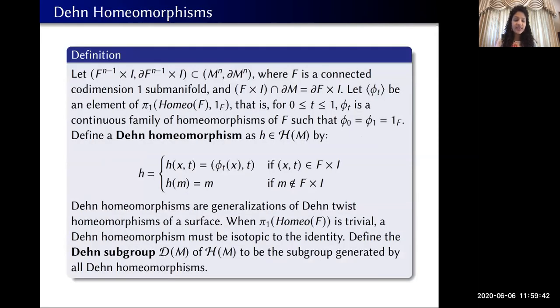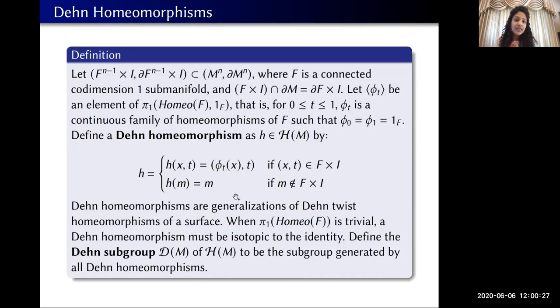Okay, so this brings us to the definition of a Dehn homeomorphism. So you consider an n-dimensional manifold M and a codimension 1 submanifold F, such that F × I intersected with the boundary of this manifold is simply the boundary of F × I. And then you consider an element φ_t of the fundamental group of the space of PL orientation preserving homeomorphisms of F, and you define a Dehn homeomorphism to be an element of the mapping class group defined as follows. If (x, t) belongs to F × I, then the Dehn homeomorphism is simply (φ_t(x), t). And if an element does not belong to F × I, then H of that element is simply that element.